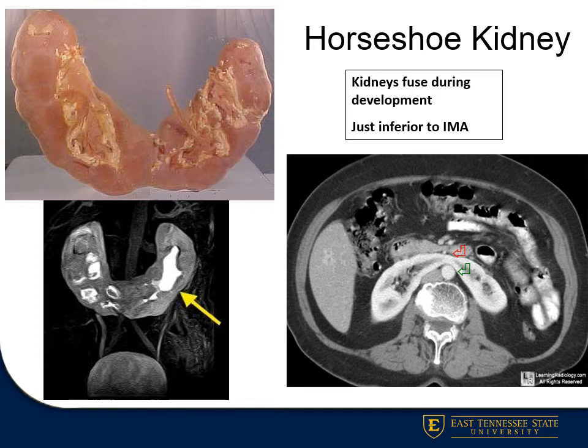Now in the CT image, on the right hand side of the screen, you can see the red arrow pointing to a small vascular structure and a green arrow pointing to a larger vascular structure. The green arrow is pointing to the aorta, and the red arrow is pointing to the inferior mesenteric artery. In between those two is this horseshoe kidney, which you can see. And so you can see how that horseshoe kidney is sitting at the level of the inferior mesenteric artery.